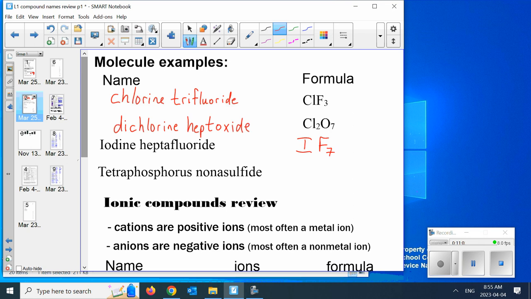Tetraphosphorus before. Phosphorus is the letter P. Four. Nonasulfur. It's sulfur. It's S. And then nona means nine. Okay. Are we good with that?